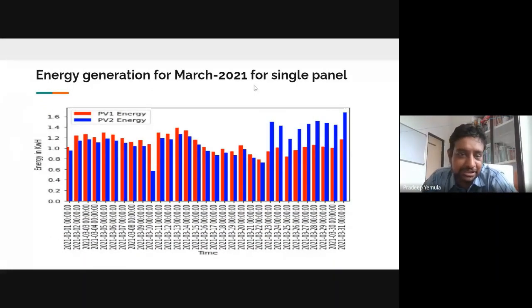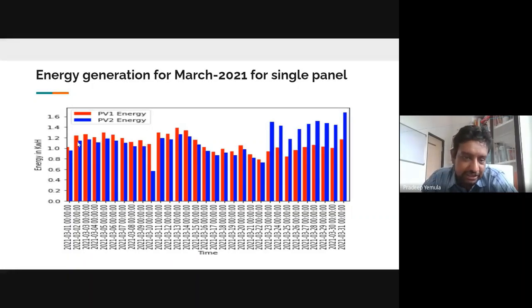So here you notice this is March of 2021. More or less both the panels are generating the same amount of power. But here on the 23rd, cleaning was done. So therefore the blue line is much bigger than the red line. That means PV2 is generating more energy compared to PV1. We can see a clear difference.